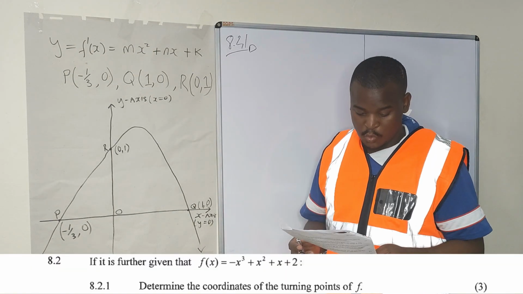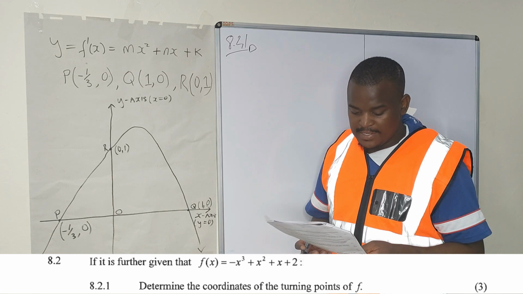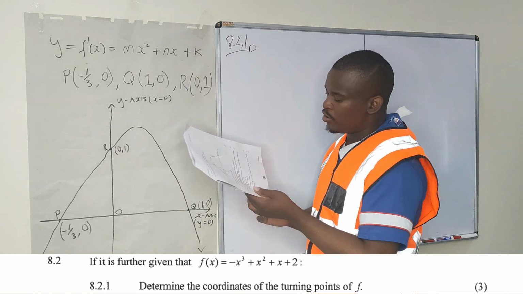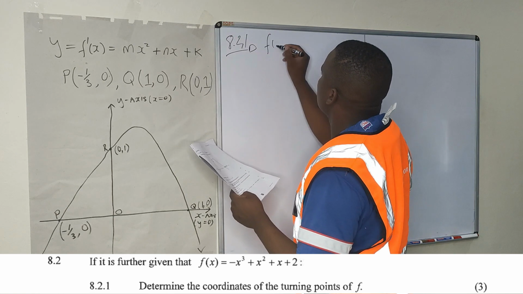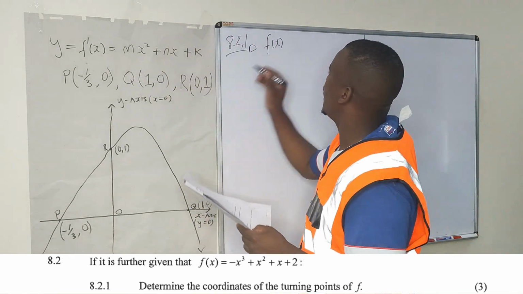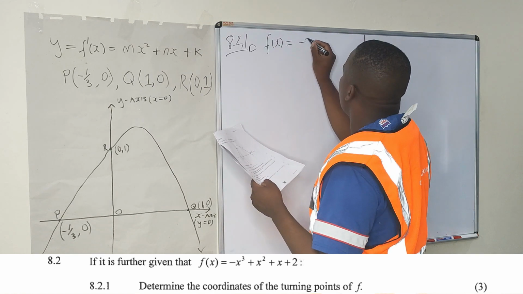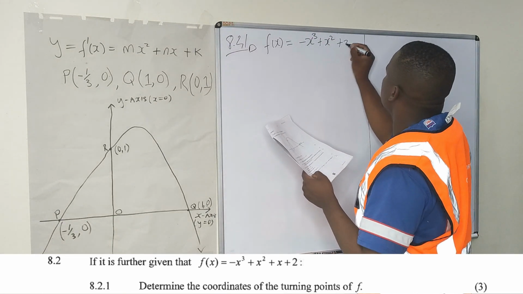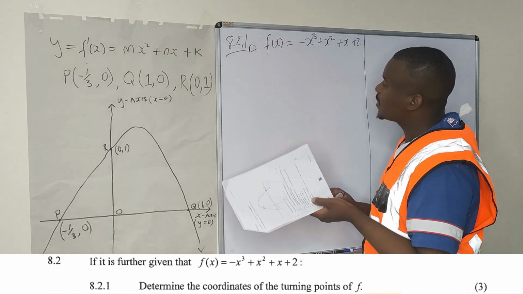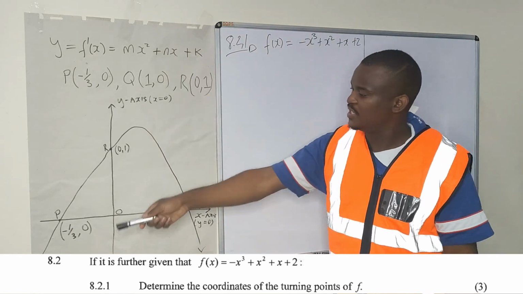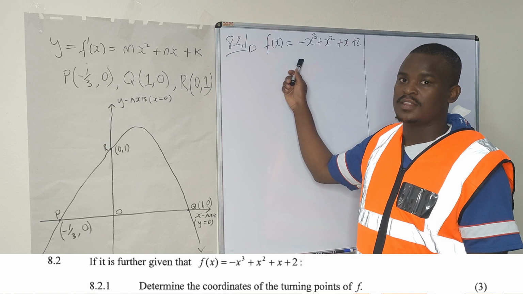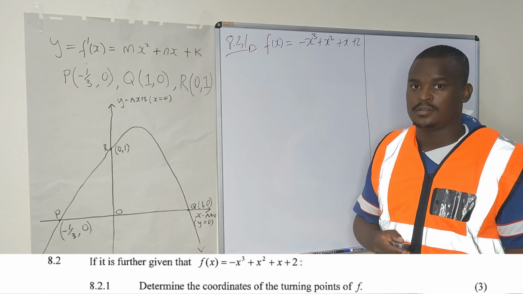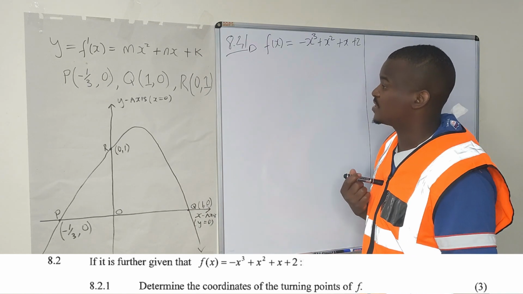Okay, so we'll go to 8.2. It is further given that f of x is equal to this equation here. Which means we are given that the equation of your original function is minus x cubed plus x squared plus x plus 2. So what you're given here is the derivative of this. That's what they're telling you. So you can also verify these values by deriving this. That's also something else that you can do.